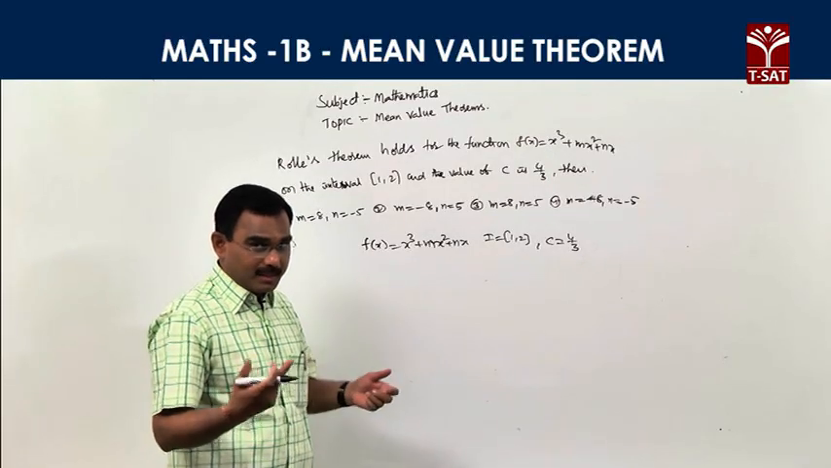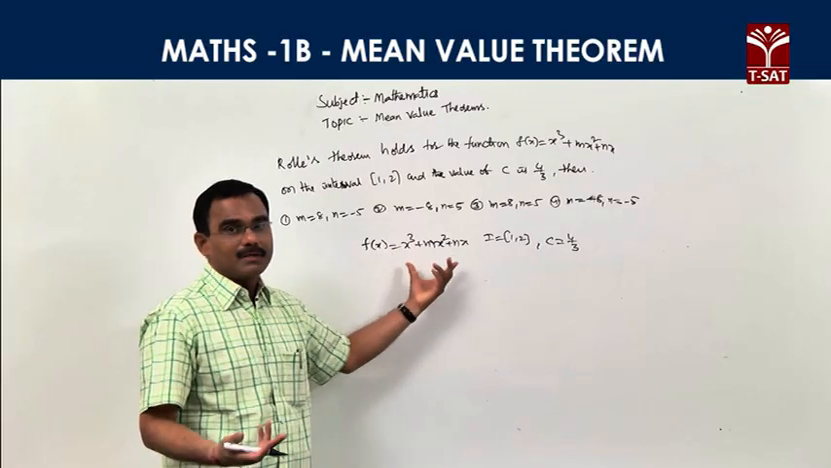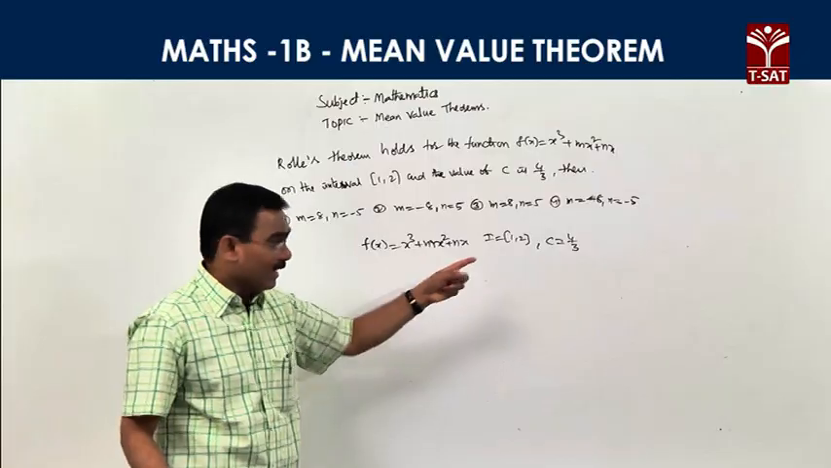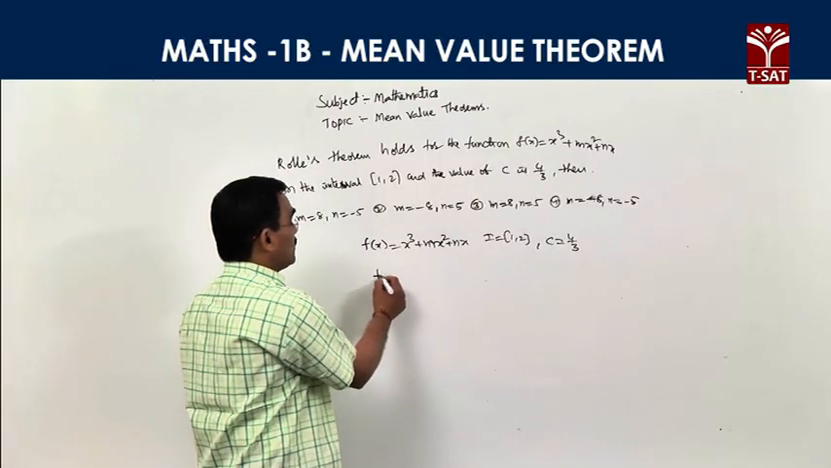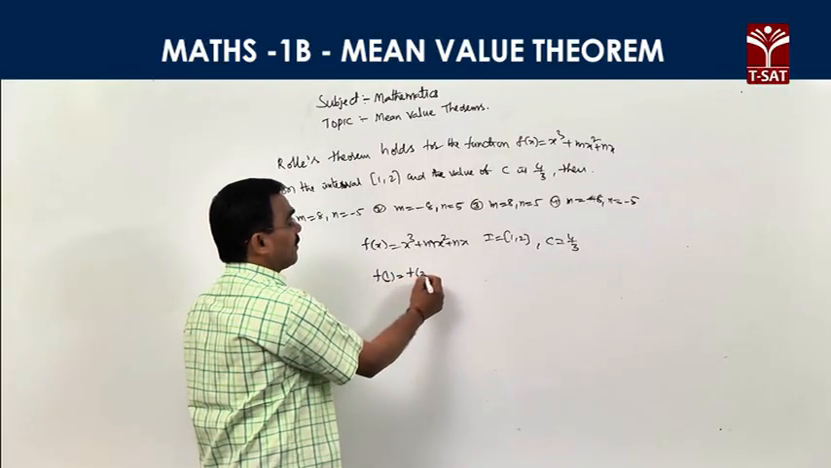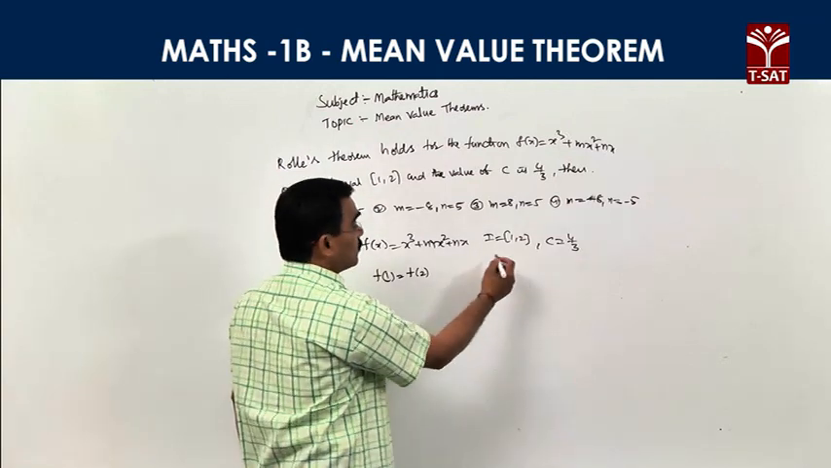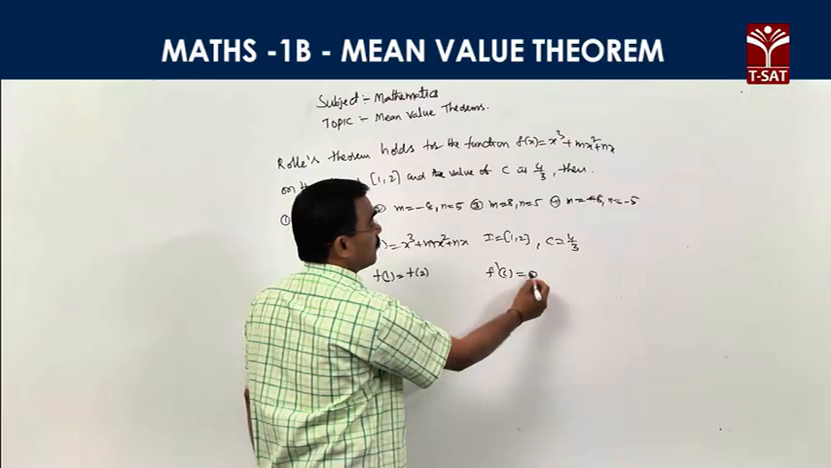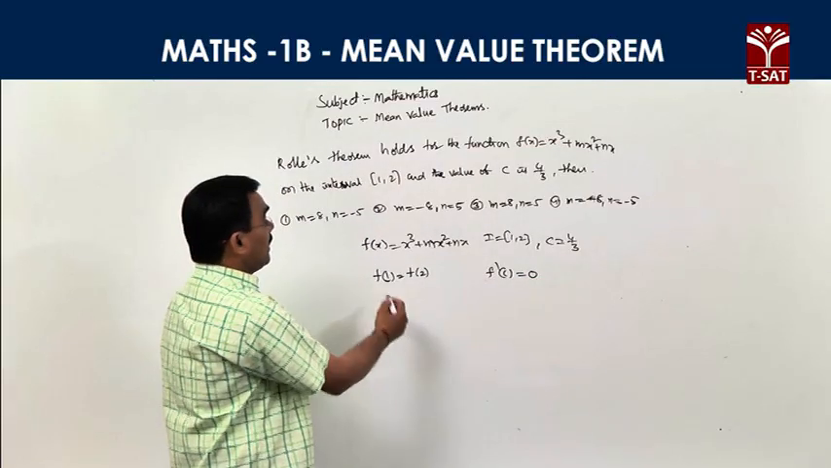What are the Rolle conditions? F is continuous, since it is a polynomial. F is differentiable, since it is a polynomial, so the second condition is also satisfied. The third condition: f of 1 is equal to f of 2. And according to Rolle's theorem, c belongs to open 1 comma 2, and f dash c is equal to 0.